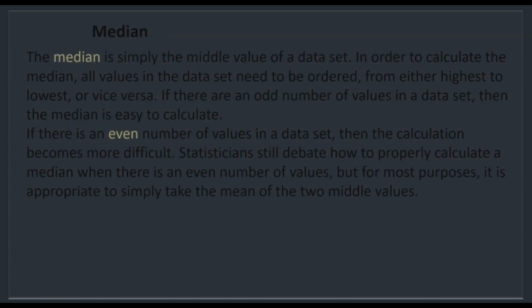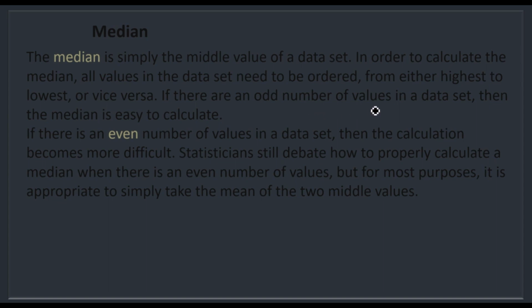Now we are calculating the median. The median is simply the middle value of the data set. In order to calculate the median, all values in the data need to be ordered. First, we want to order the data set, from highest to lowest or lowest to highest. In any way, we want to arrange the data set.